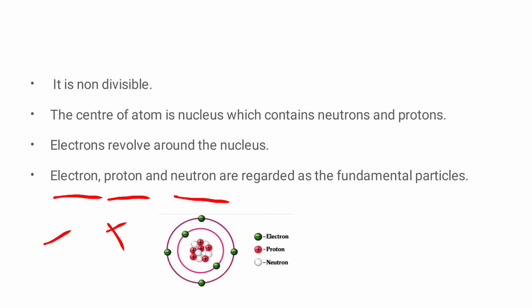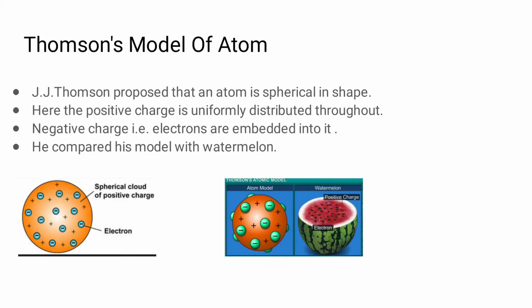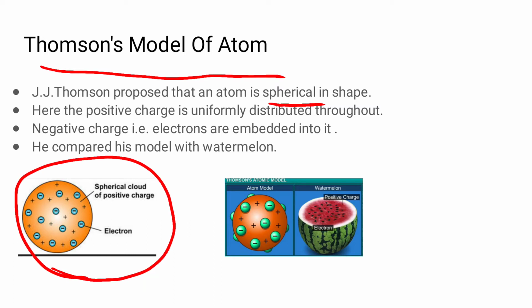Now, coming to the models which were proposed by many scientists to describe the structure of the atom. The first one is the Thomson model of the atom. J.J. Thomson was a scientist who proposed the first model of the atom, saying that it has a spherical shape. He considered the atom like this, where the positive charge is uniformly spread and is represented here by the orange part. And he considered the negative charge, that is electrons, being embedded into it.